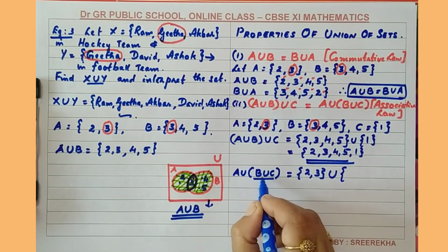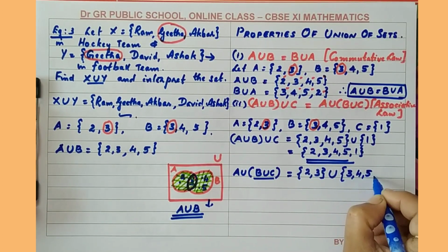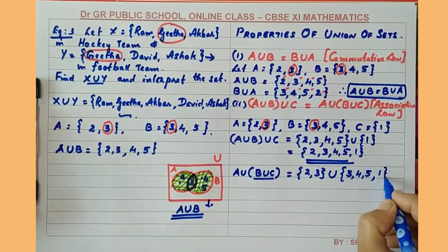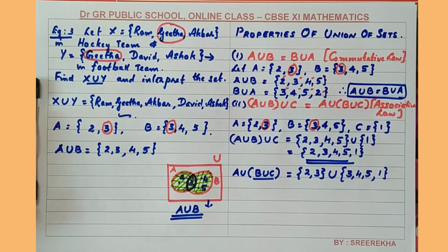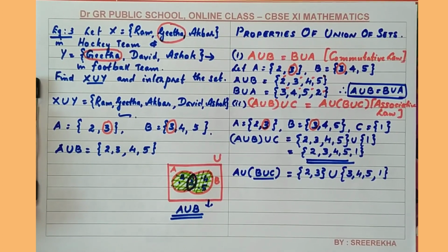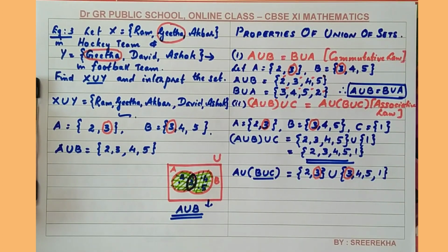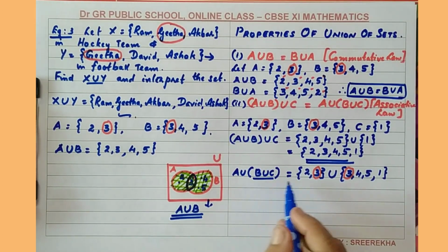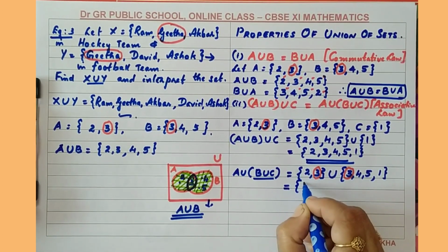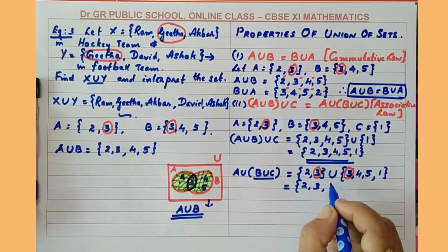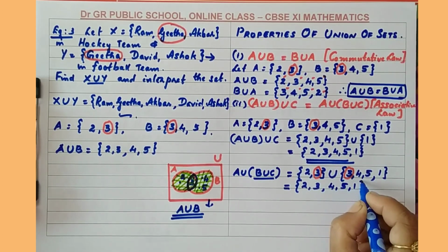So, at first B union C, you need to write the elements of B at first, then the elements of C. Now again I need to take a union of these two sets. If any element is repeating there, you need to mark it. Here 3 is the repeated element that I need to mark. Now I am going to find a union of these two sets, which is equal to the first elements 2, 3 and from the second set 3 you can't take, the remaining are 4, 5 and 1.